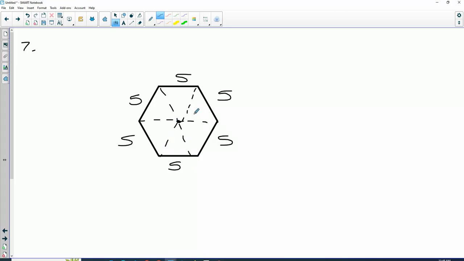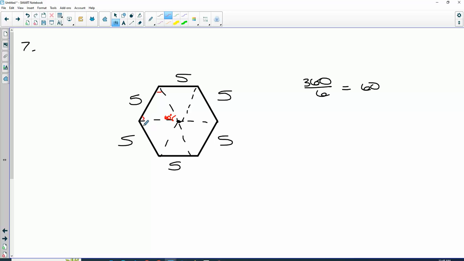And it would make 6 equal triangles, right? Inside, how many degrees are in a whole circle? 360. If you divide that by 6, you get 60. That tells me this angle is 60 degrees. Because it's regular, these two angles are the same.